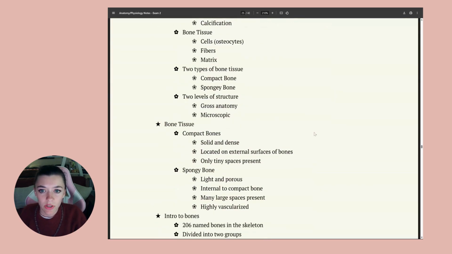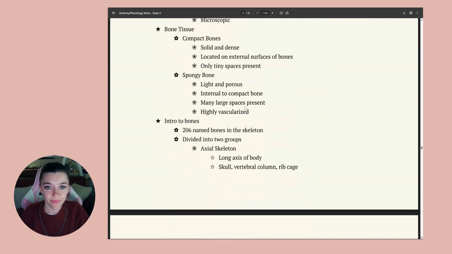All right, so your bone tissue contains osteocytes, fibers, and matrix. There are two types of bone tissue: compact bone, which is going to be on the outside of most of your bones, and then spongy bone, which is deep to that. There are two levels of structure: your gross anatomy and then your microscopic level.